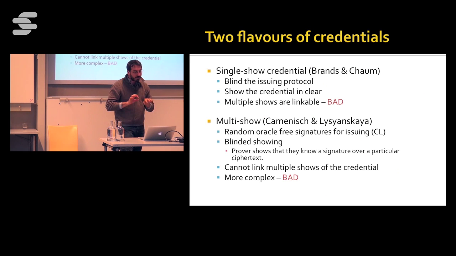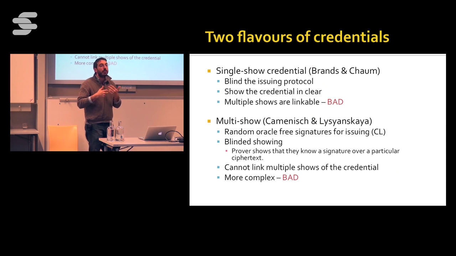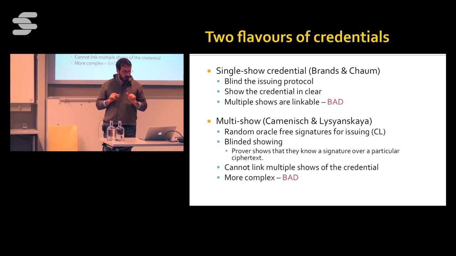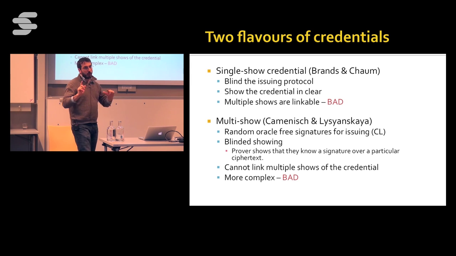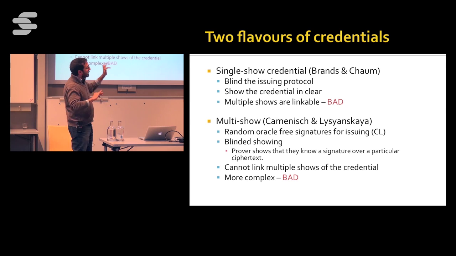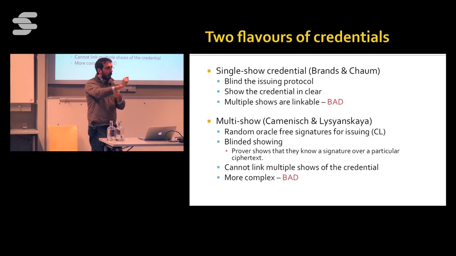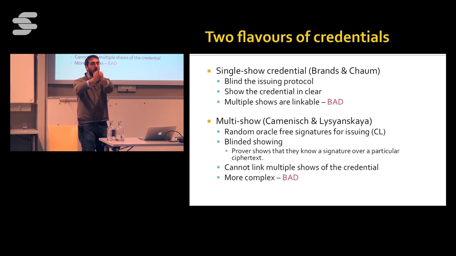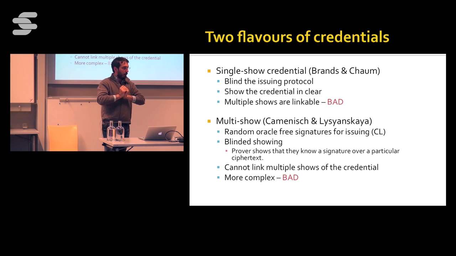Now, there are two different flavors of these credential systems that allow us to do exactly that. The first flavor is what we call one-show credentials. And these work as follows. The idea is that when you're about to go to the issuer, you blind exactly what your credential is, so the issuer doesn't exactly know what credential you have, and then you just give the credential as a prover to the verifier. And you prove something about it, and that's done.